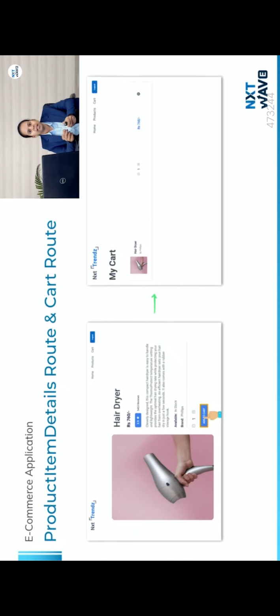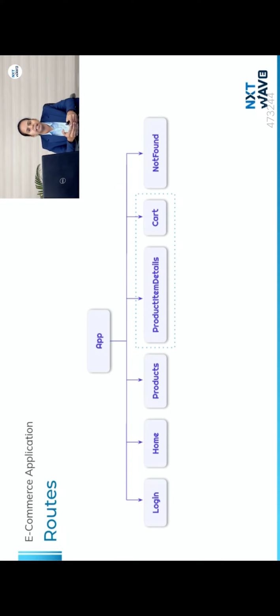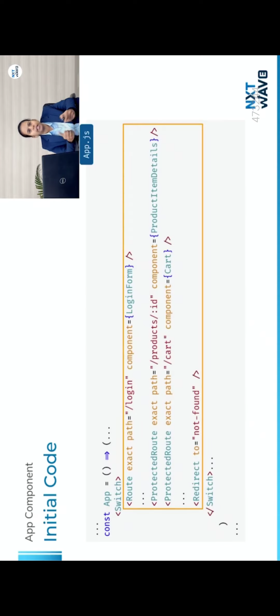So now let's understand the different routes that are present in the e-commerce application. We are already familiar with login, home, products, right? Apart from this, the product item details and cart routes have also been added in the initial code. We can have a look at the initial code briefly. This is the app component where we have the different routes. There you can see we have the product item details route, the cart route, the login form, and so on.